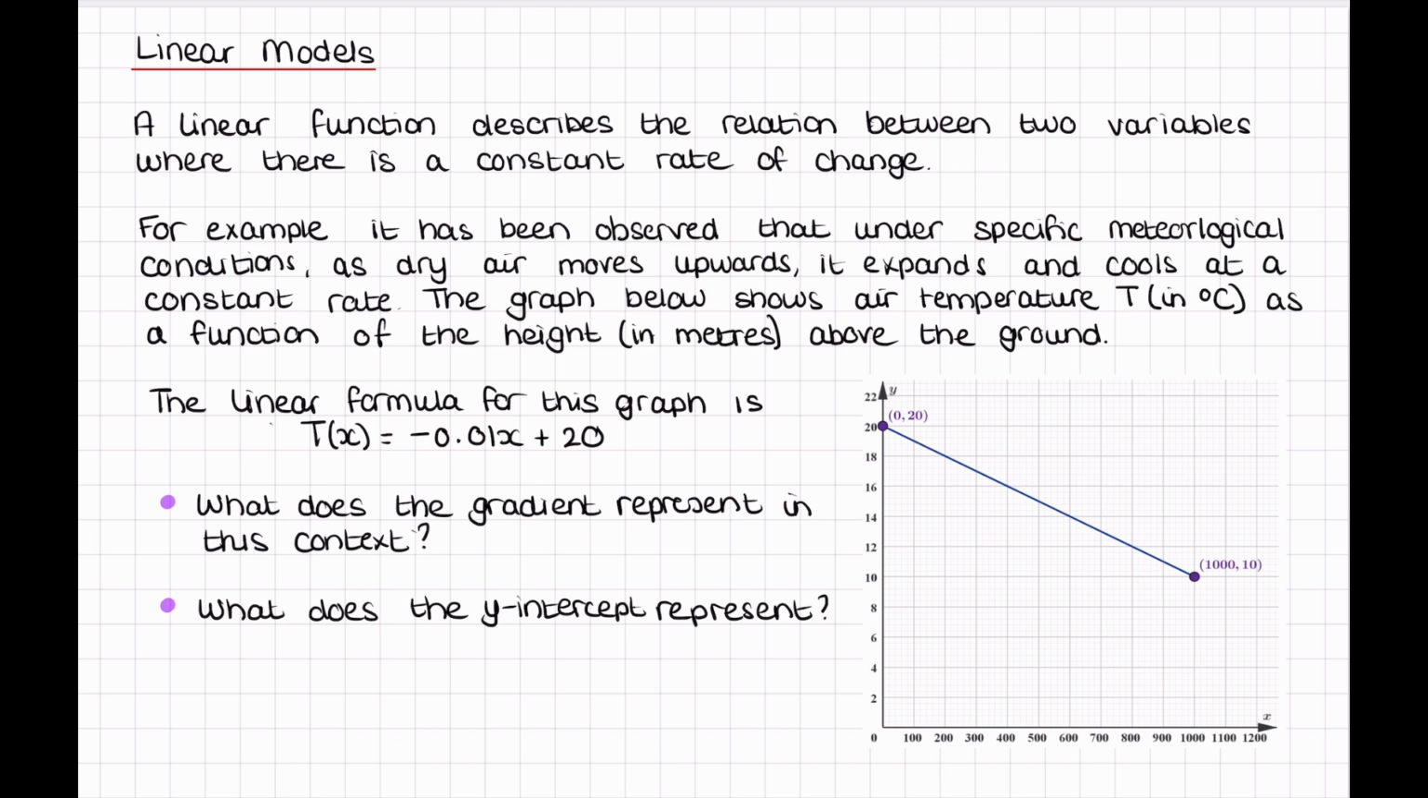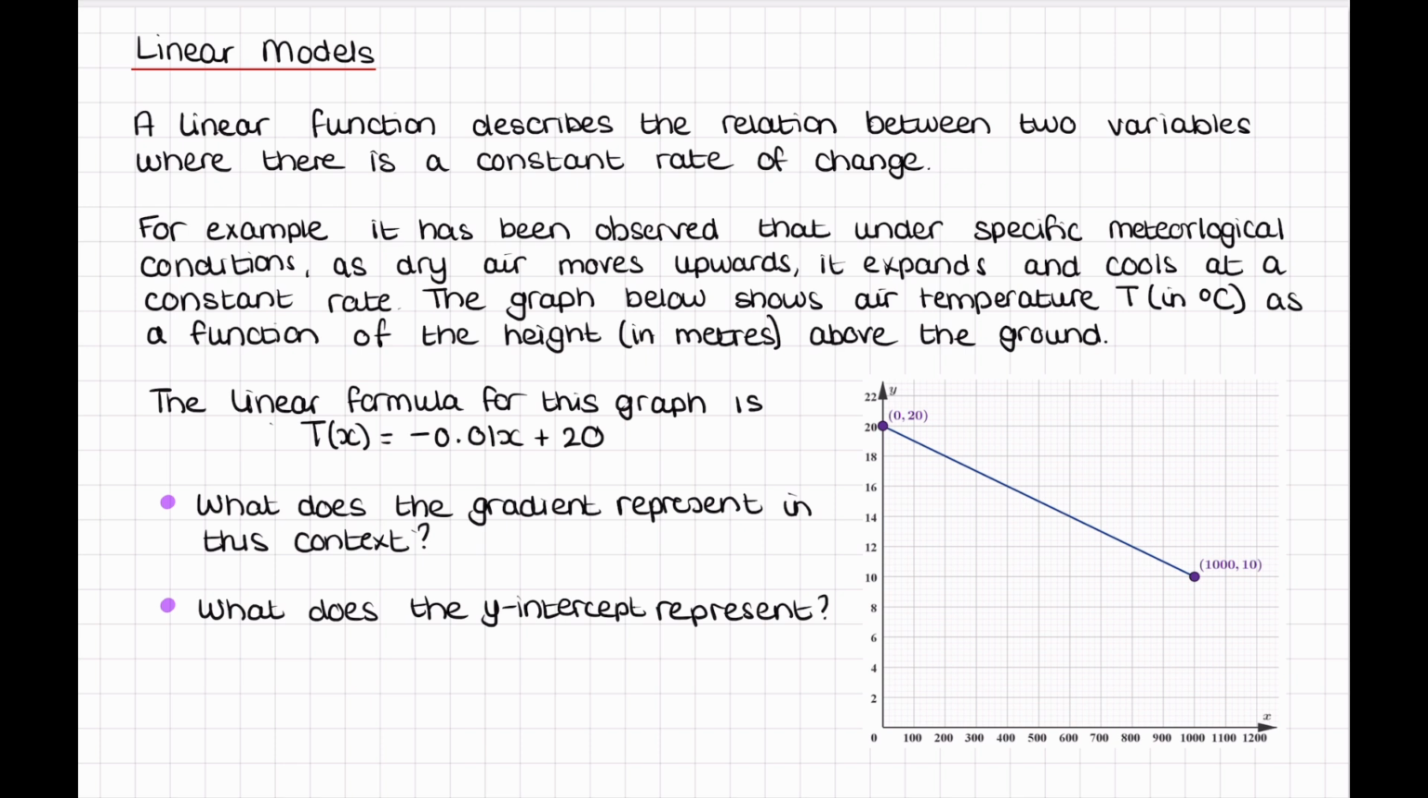Now with these questions, it is quite often to be asked things to do with what parts of this equation represent. So here we've got: what does a gradient represent in this context? What does that negative 0.01 mean in the context of this question? For this one, it is the decrease in temperature per meter, so the temperature decreases by 0.01 for every meter of height increase.